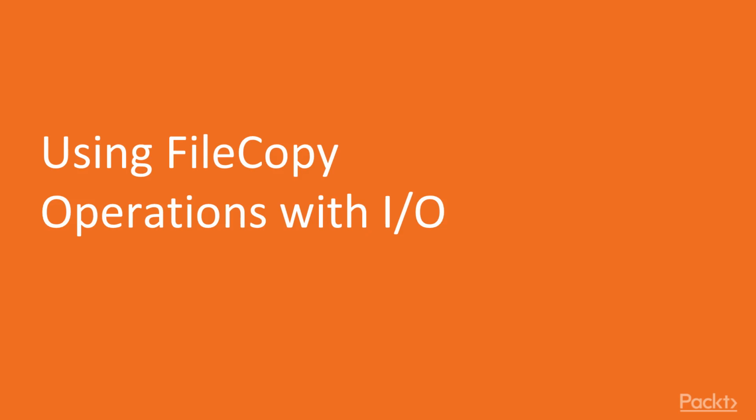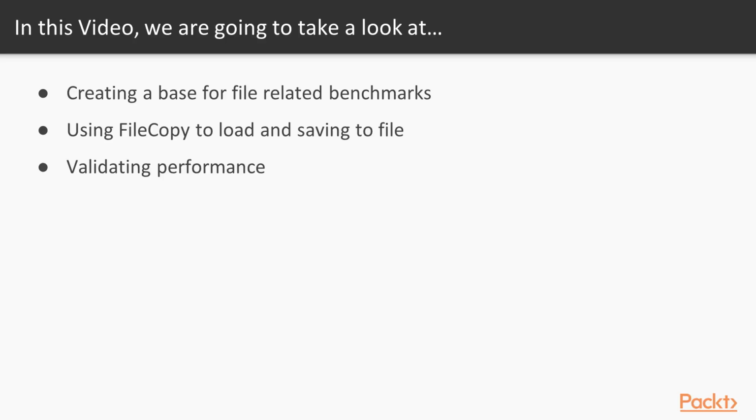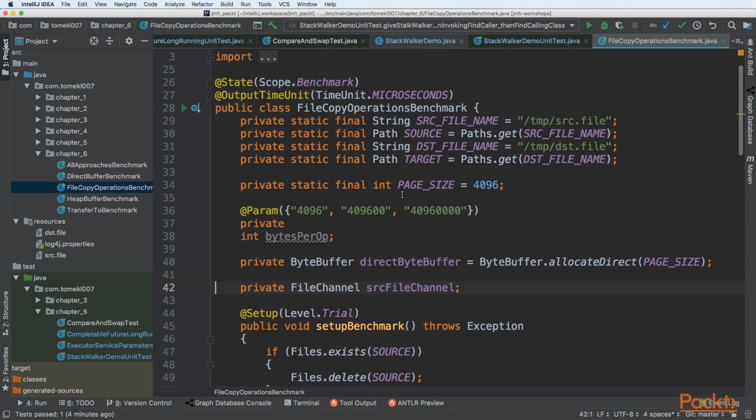This is the first video, in which we'll be using simple file copy operations with I/O. We'll be creating a base for file-related benchmarks, using file copy to load and save to file, and finally validating the performance of our code. This is a file copy operations benchmark class, so let's analyze it.